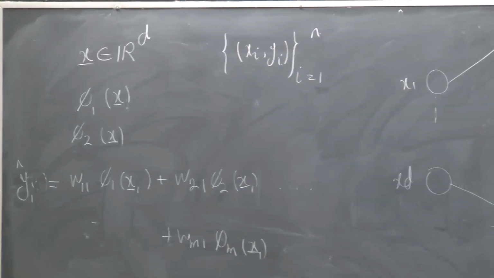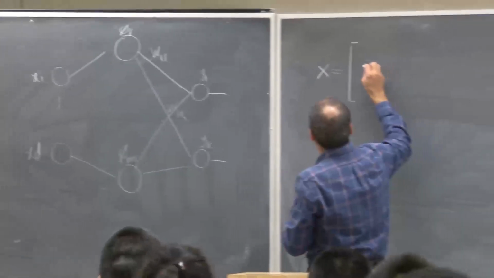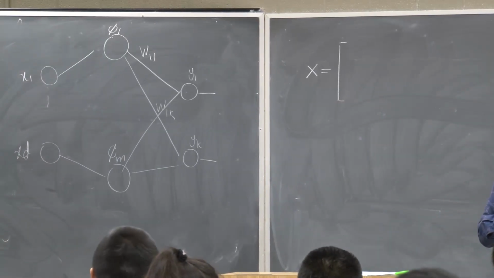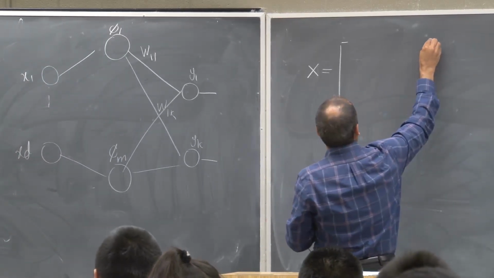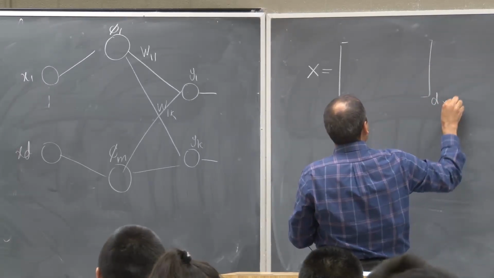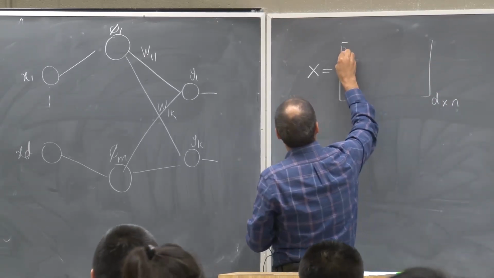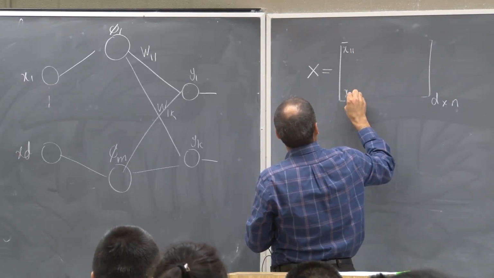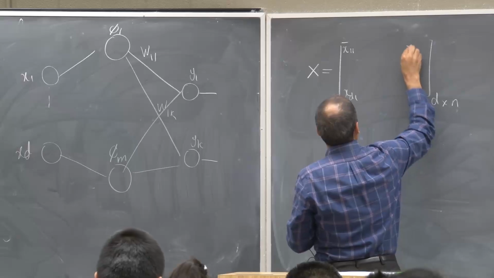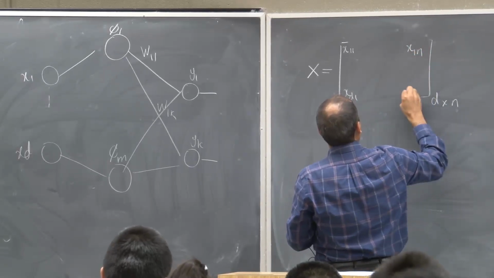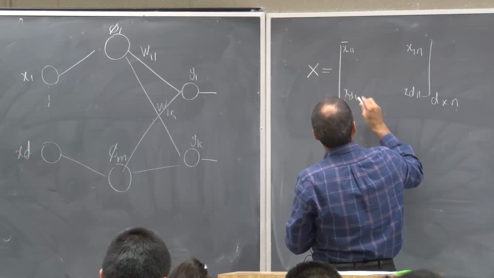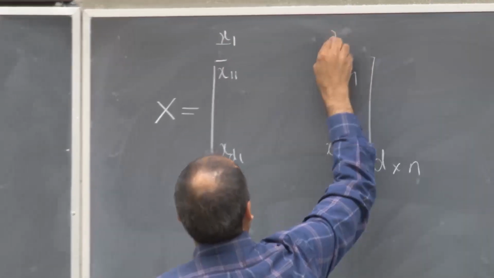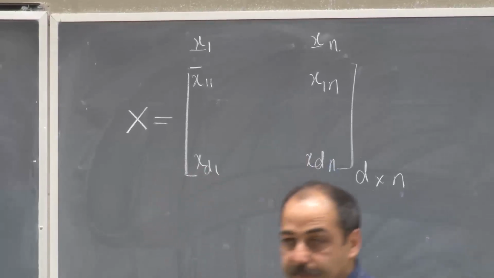So I have a matrix X, such that each column of this matrix is one of the data points, and I have n of them. So basically, this is a D by n matrix. This is x11, this is xd1, this is x1n, and this is xdn. So this column is the vector x1, and this column is the vector xn.